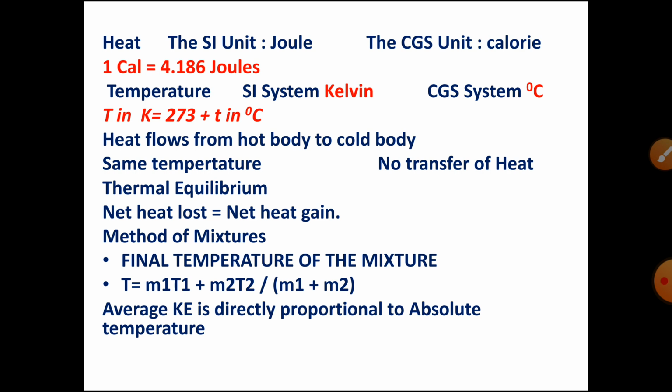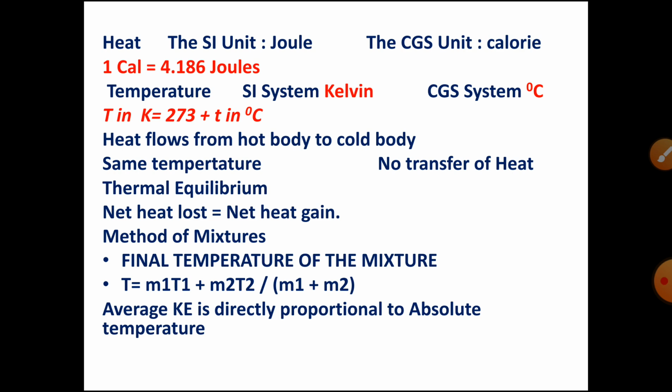The SI unit of heat is joule and the CGS unit of heat is calorie, and 1 calorie is equal to 4.186 joules. Temperature in SI system is Kelvin and in CGS system is degree centigrade, and the temperature in Kelvin is equal to 273 plus temperature in degree centigrade. Heat flows from hot body to the cold body. That means from the body which is at higher temperature to the body which is at lower temperature. Same temperature means no transfer of heat, and those bodies are said to be in thermal equilibrium.